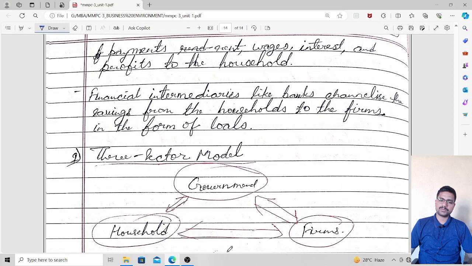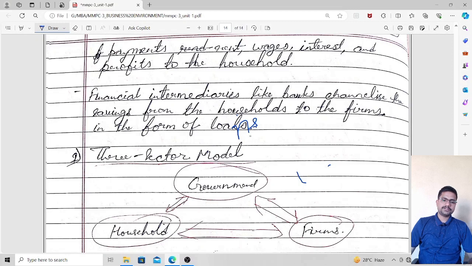Here I think there is a spelling mistake. I think I will change this because it is not visible. Where my pointer is, I will fix it so that it becomes visible. Now here it is the loans.